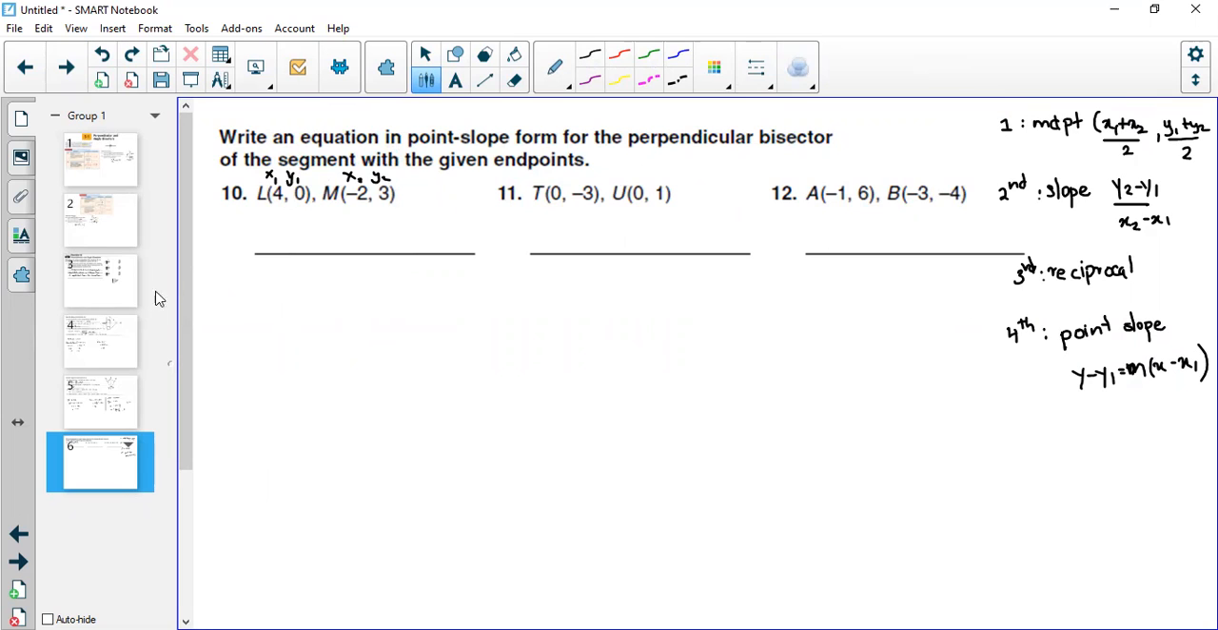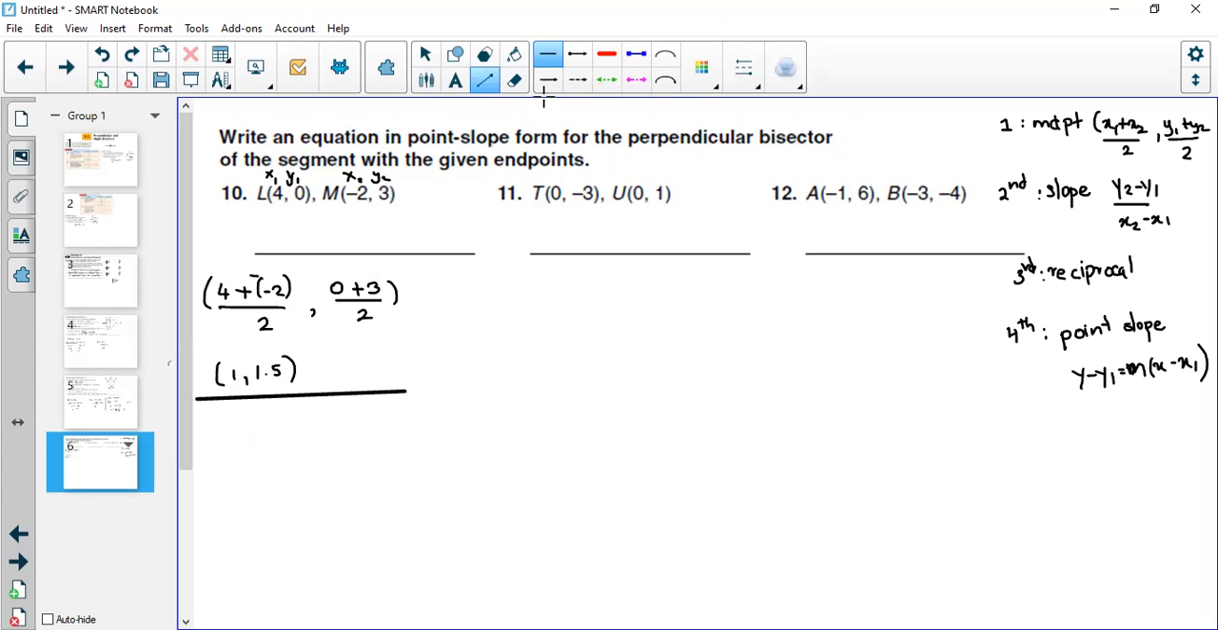To find the midpoint, use the formula x1 plus x2. So that means it's going to be 4 plus negative 2 divided by 2, and y1, that's 0 plus 3 divided by 2. Plus a negative will become a minus. So 4 minus 2 is 2 over 2, which is going to give you a 1. 0 plus 3 is 3 divided by 2, which gives you 1.5. So the midpoint is 1 and 1.5.